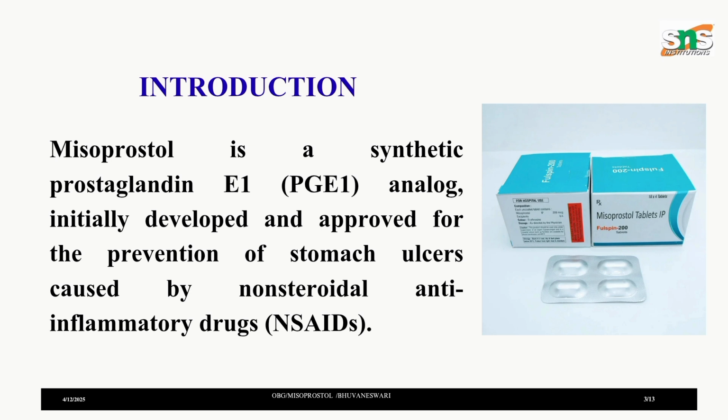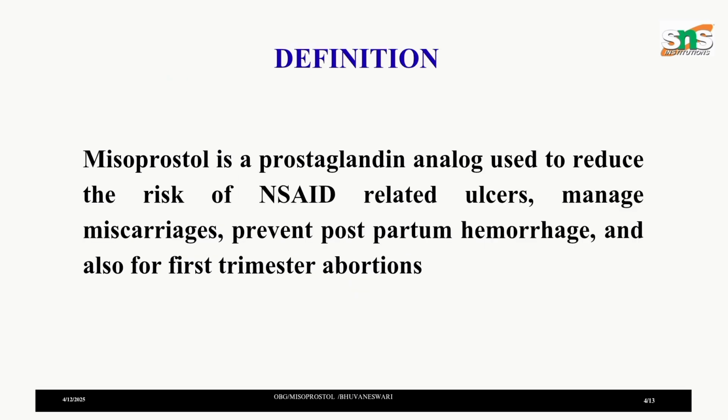First, introduction. Misoprostol is a synthetic prostaglandin E1 analog, initially developed and approved for the prevention of stomach ulcers caused by non-steroidal anti-inflammatory drugs. Definition: Misoprostol is a prostaglandin analog used to reduce the risk of NSAID-related ulcers, manage miscarriage, prevent postpartum hemorrhage, and also for first trimester abortion.